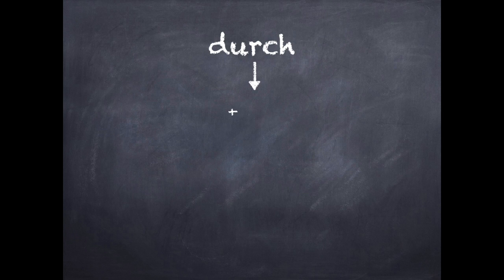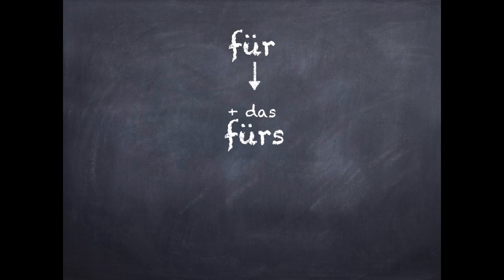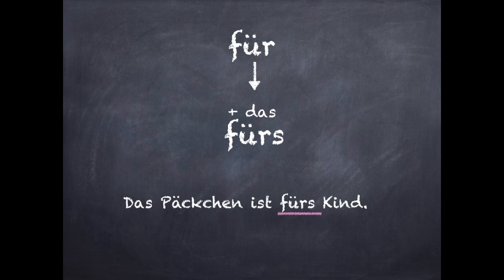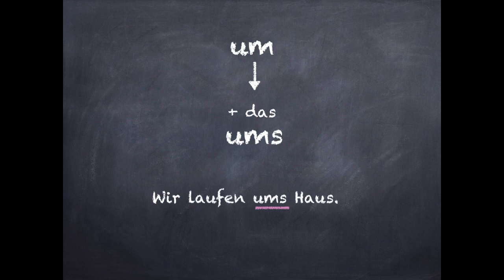And then we have durch and das turns into durchs. And the example sentence, sie schwimmt durchs Wasser. She's swimming through the water. So there's a good example of that. And für plus das, fürs. Mit dem Beispiel, das Päckchen ist fürs Kind. The package is for the child. And um and das create ums. And that's really, I would not use that in writing, I would always spell it out. But wir laufen ums Haus would be one example where you see it used.